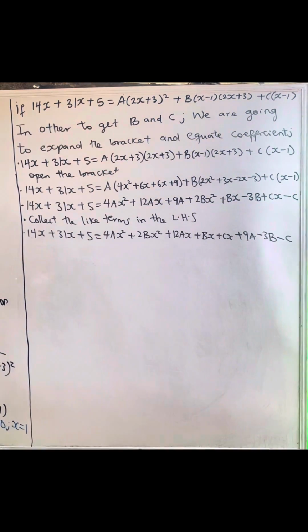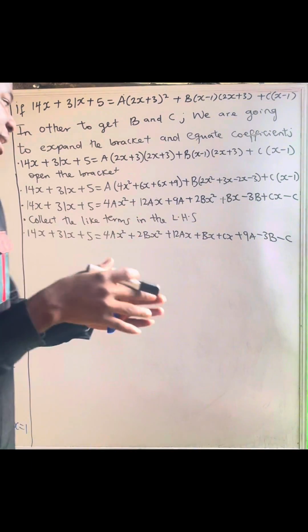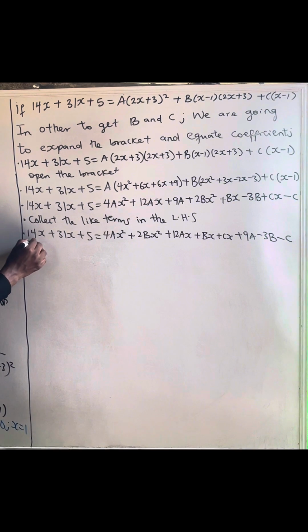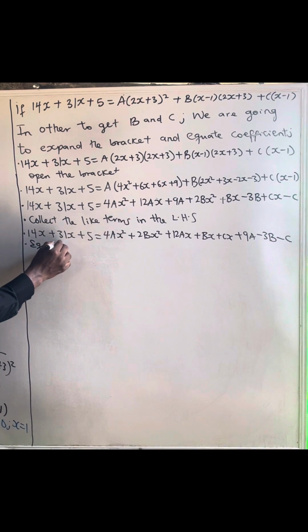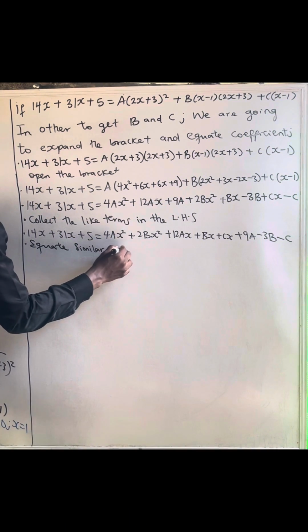So that's how I'm going to do it, guys. I'm going to collect the like terms together, x squared with x squared, x with x, and the remaining like that. So after this, I will then equate similar coefficients.